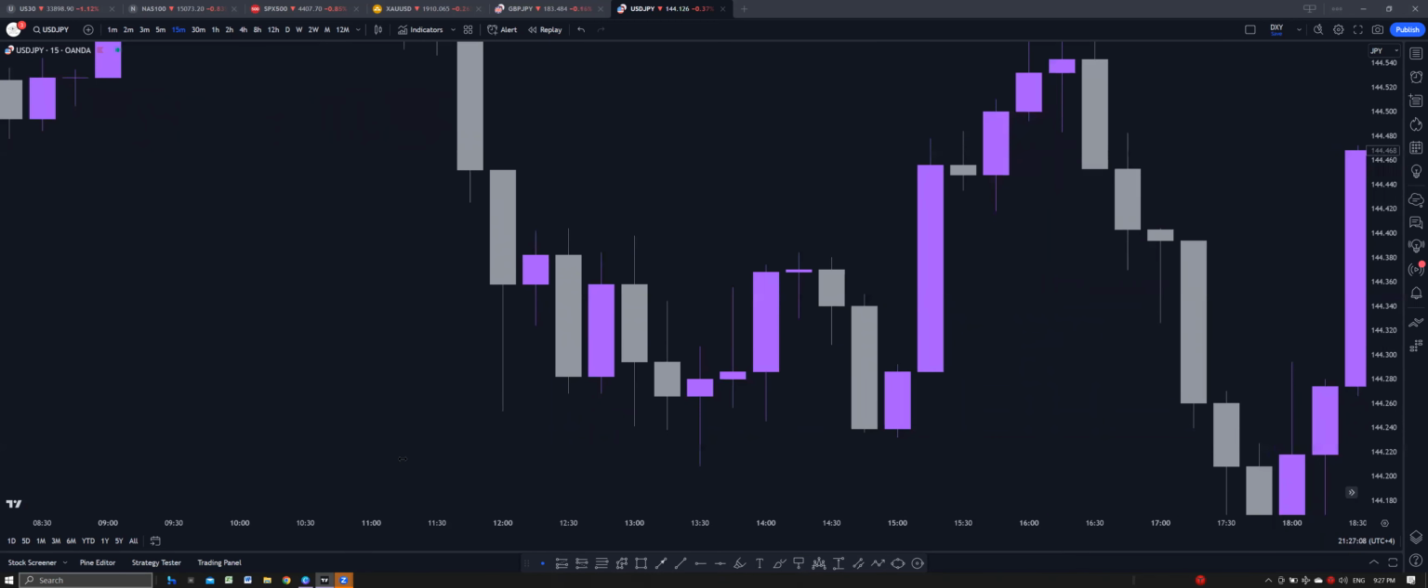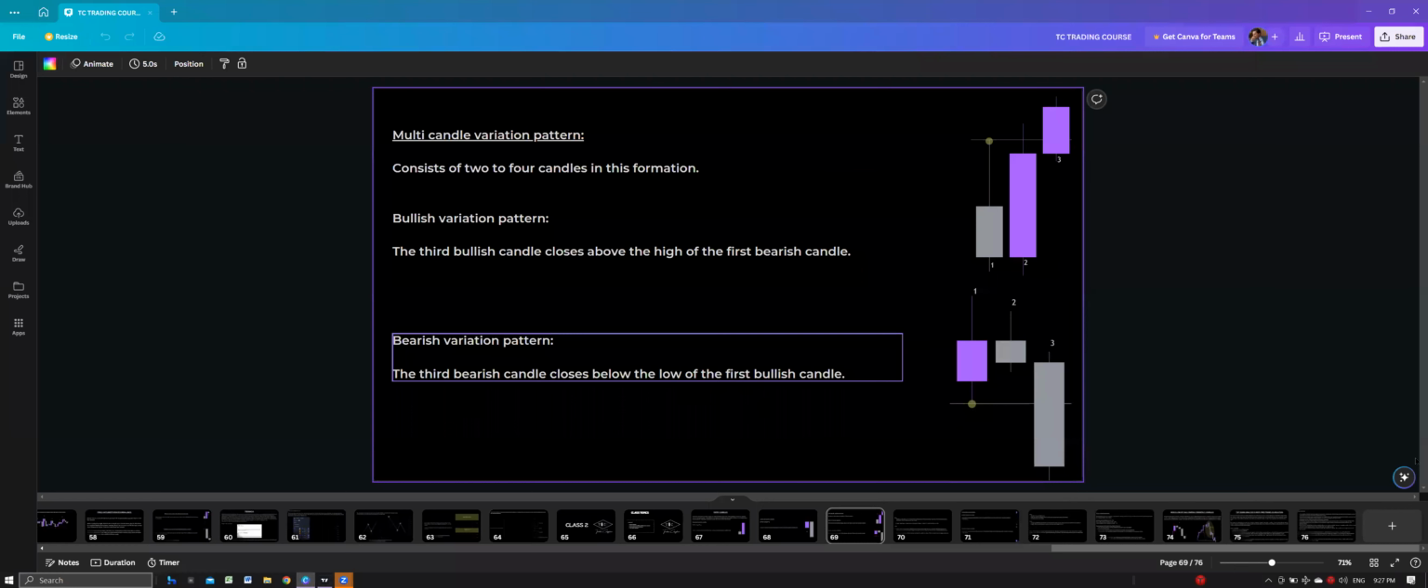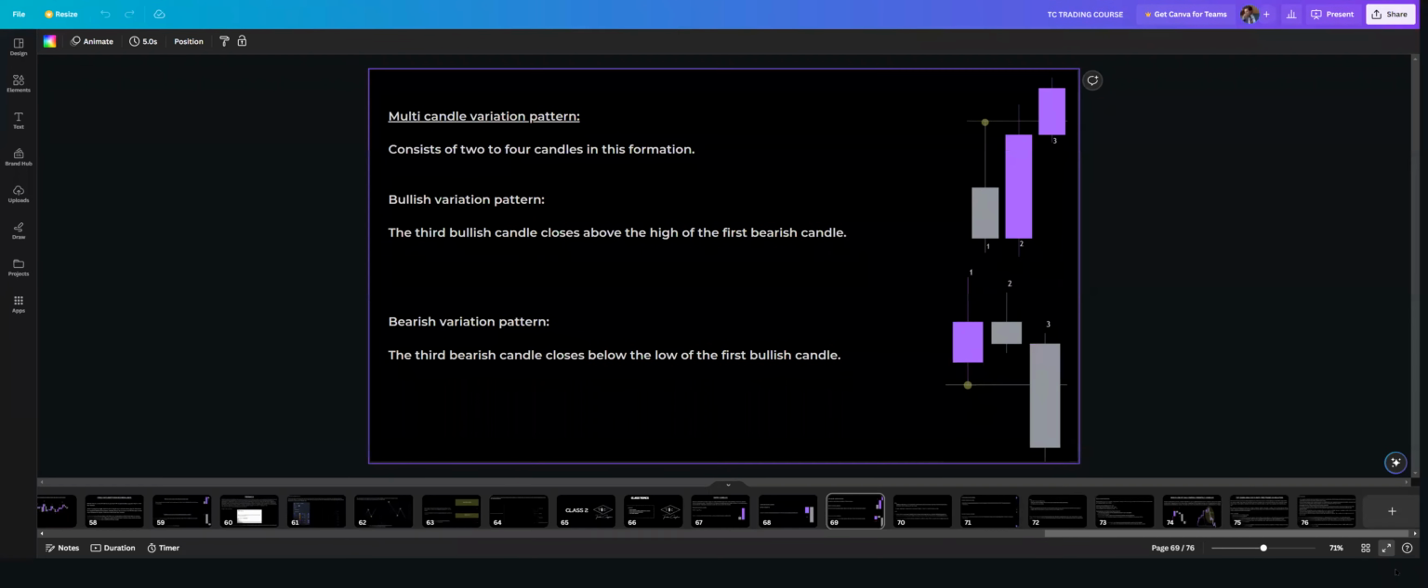So these entries, you need to take them at an area of supply or demand. That's it. That's where these entry candles come into use.